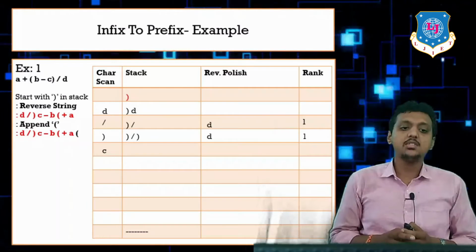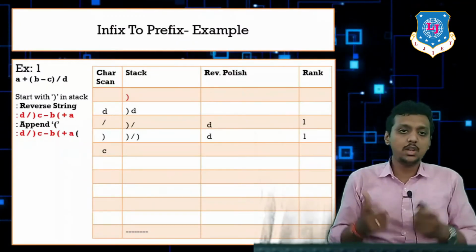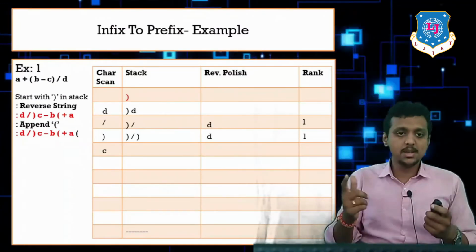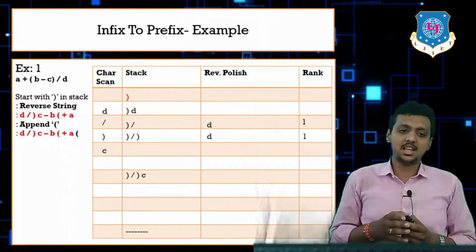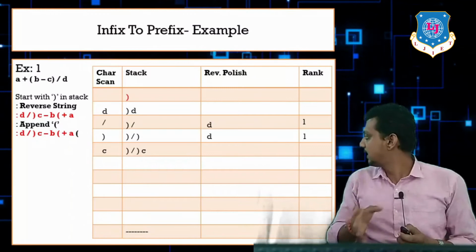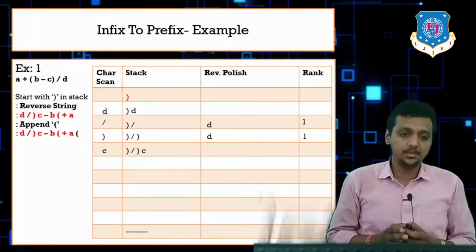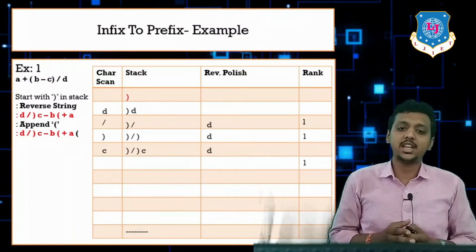Now we have C. Okay, what to do when you get the character? Don't think much, just push inside the stack. So I'm just going to push C inside my stack. So here it is: closing, division, closing, C. The reverse polish and rank remain as they are.